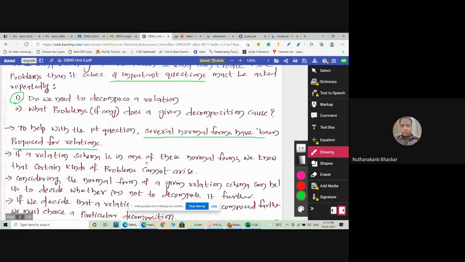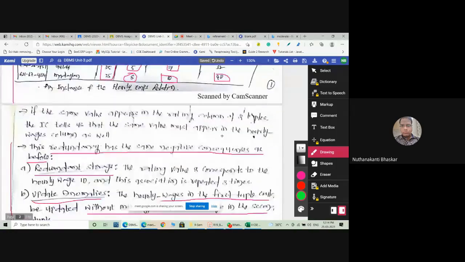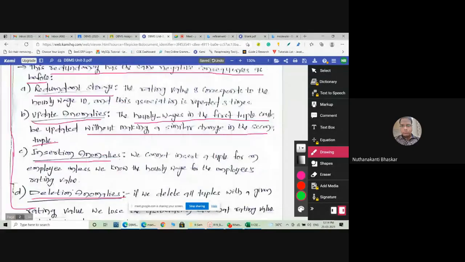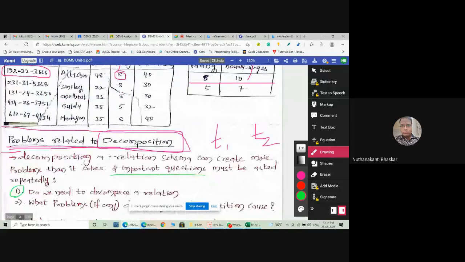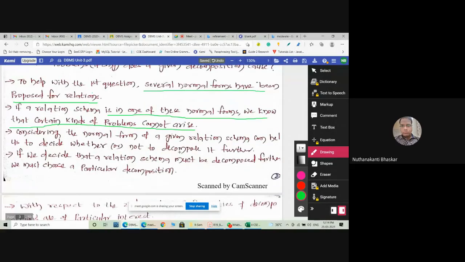You need to check. If a relation schema is in one of these normal forms, we know that certain kinds of problems cannot arise. Whatever relation you want to decompose, if it is in first normal form, second normal form, third normal form, fourth normal form or BCNF, suitable to any one of the normal forms, then you can apply the decomposition. There is no chance of any problem. Clear?